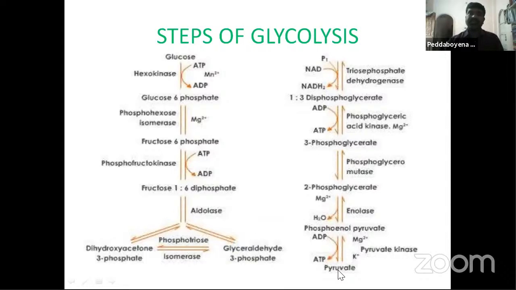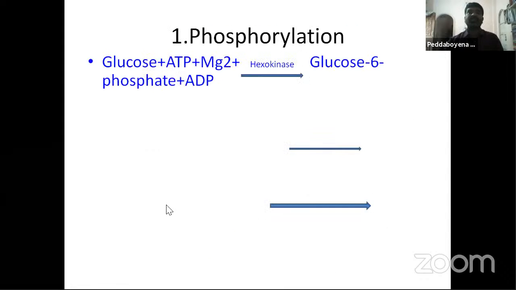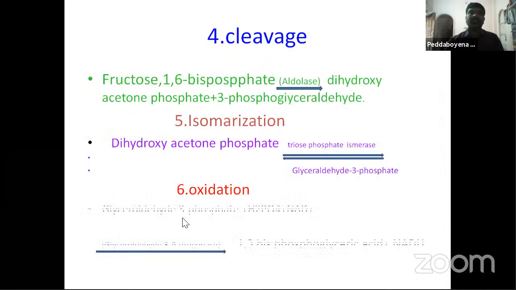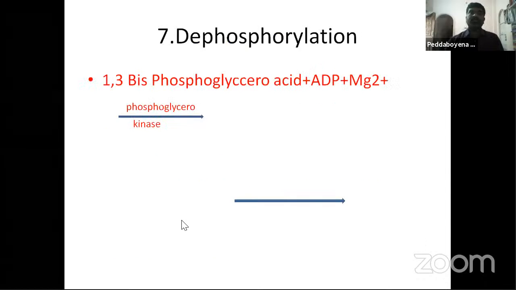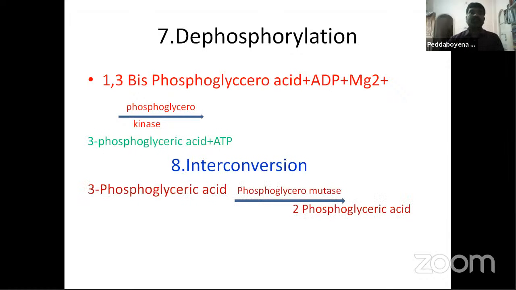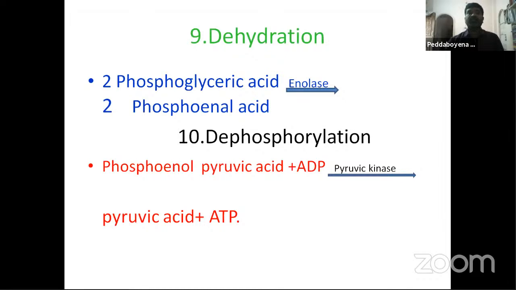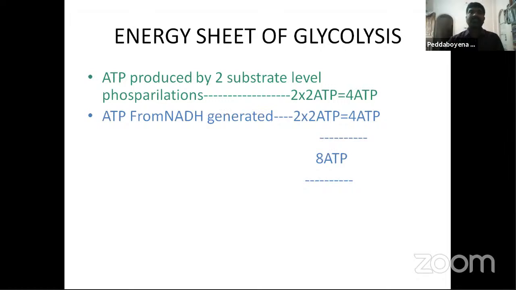So this is the way to write the reactions: phosphorylation, isomerization, cleavage, isomerization, oxidation, dephosphorylation, interconversion. Next, dehydration. So the 10th one is dephosphorylation. Now the energy sheet of glycolysis. First, ATP produced by the 2 substrate level phosphorylations. How many molecules are formed? 2 into 2, so here 4 ATP are formed. And from NADH generated, how many ATPs are formed?